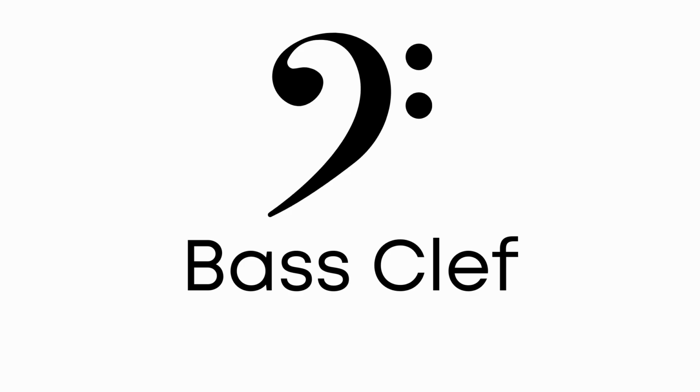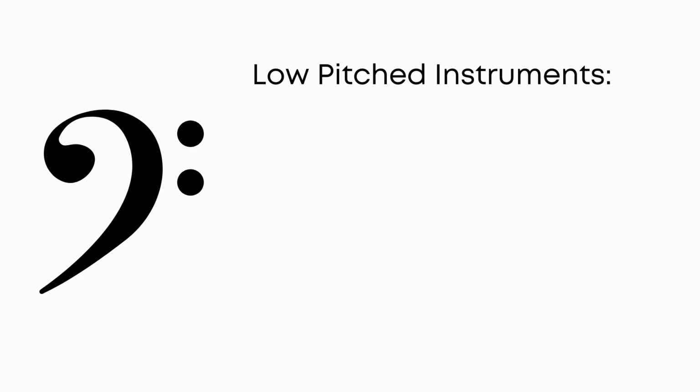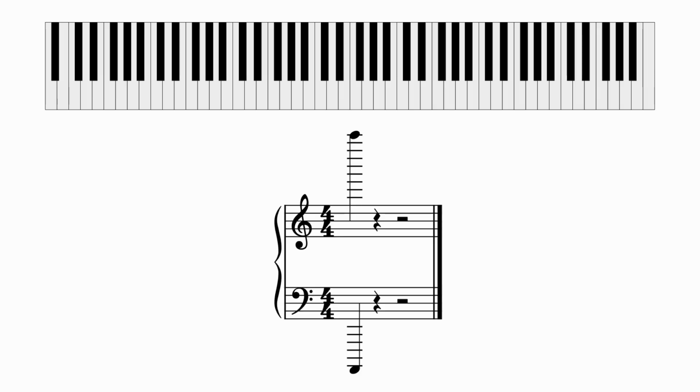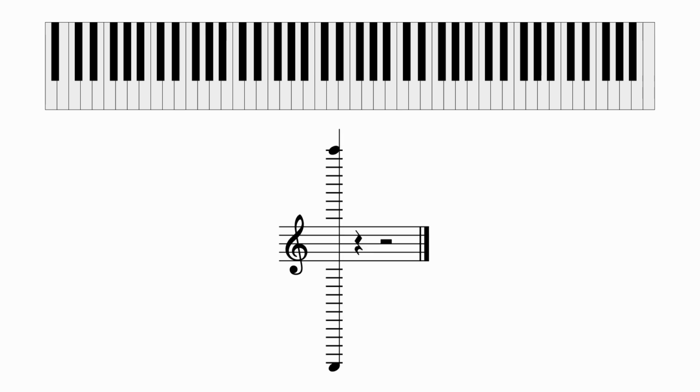The bass clef, also known as the F clef, is used by lower pitched instruments, such as the double bass, tuba, cello, bassoon, and trombone. The piano has the largest pitch range out of all of the instruments. Because of this, pianists need two clefs to cover the whole range of the piano. Without the bass clef, piano players would have to read many ledger lines below the treble clef staff.